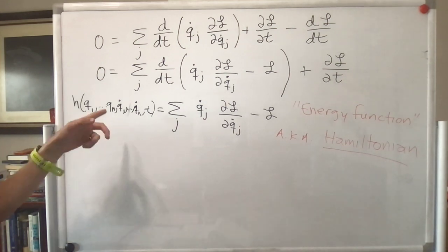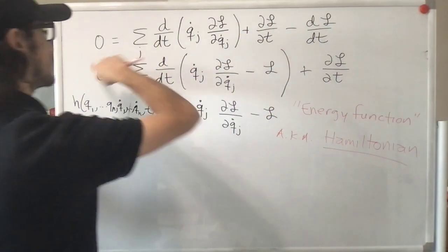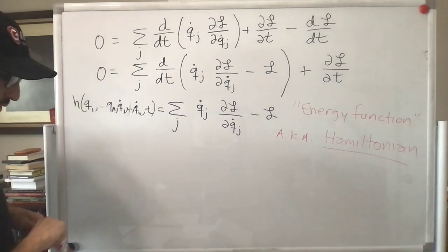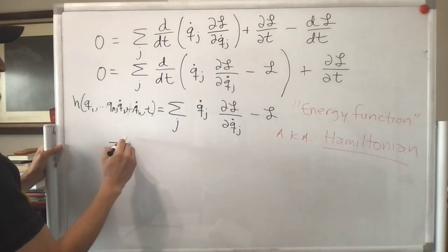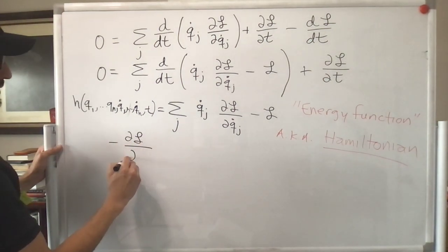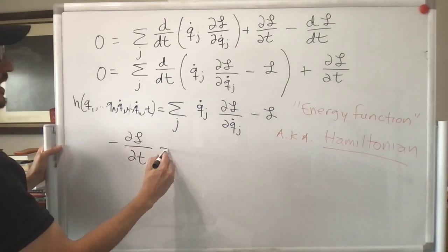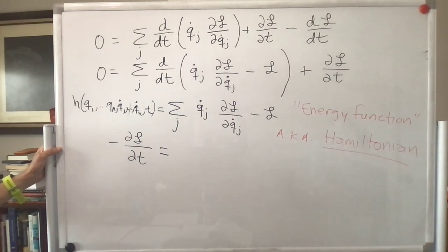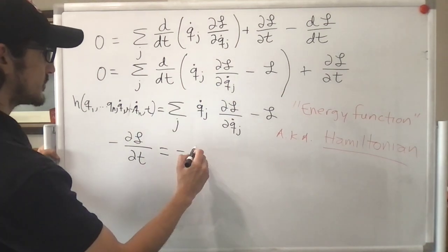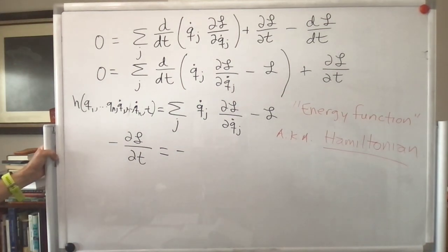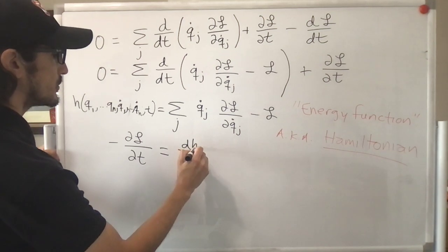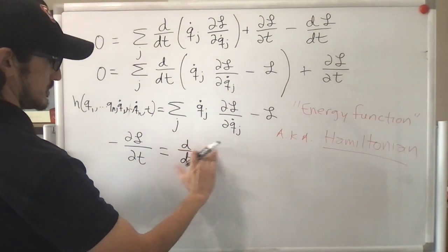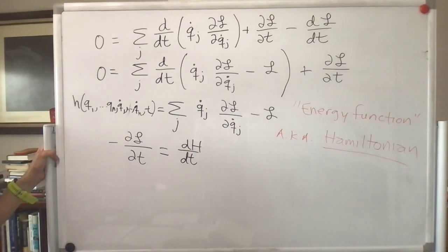Then, what we have, I can put this one on this side. So it's going to be minus the partial derivative of the Lagrangian with respect to time is equal to minus the total derivative of this h. You can use the capital H if you want.